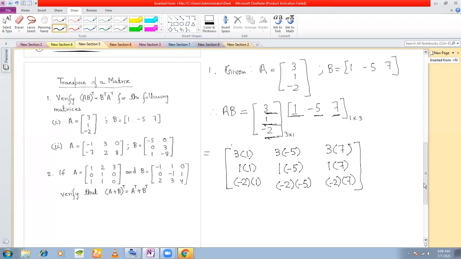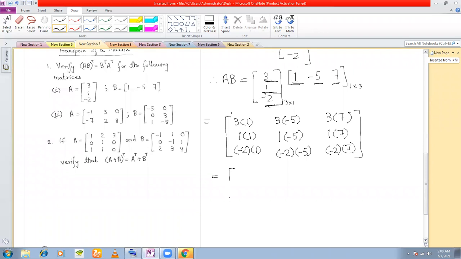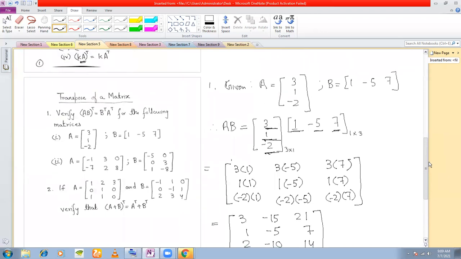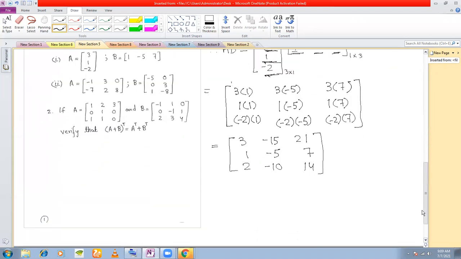So this is a 3 by 3 matrix. You have found out the product AB. So this is 3, minus 15, 21; 1, minus 5, 7; and you have minus 2, 10, minus 14. This is what you are getting, AB. Now, because we need to show that (AB) transpose is equal to B transpose into A transpose, we now take out B transpose.